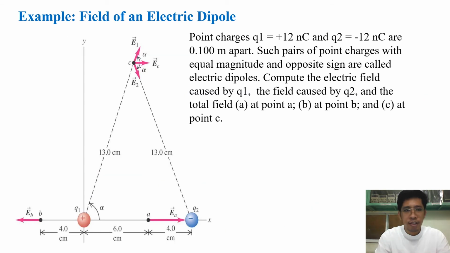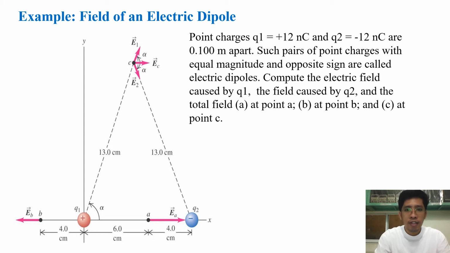So let's have another example. This is the field of an electric dipole. For an electric dipole, you have a positive charge and then a negative charge. Point charges Q1 of plus 12 nanocoulombs and Q2 of negative 12 nanocoulombs are 0.100 meters apart. Such pairs of point charges with equal magnitude and opposite sign are called electric dipoles.